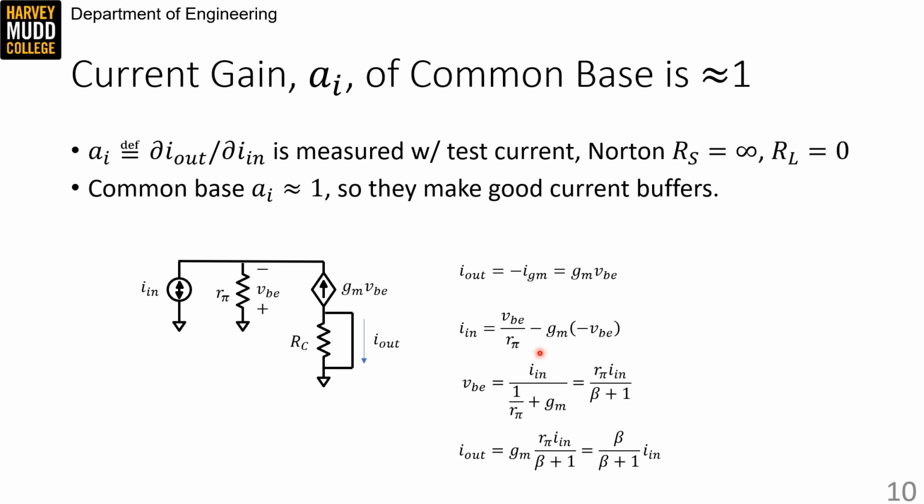We then find VBE by writing KCL at the top node, noting that IN is equal to VBE over R pi minus GM times minus VBE. Rearranging this equation, we get this expression, which relates VBE to IN, so it's IN times R pi over beta plus 1. Substituting this back up here, we find that I out is equal to beta over beta plus 1 times IN. So the output current is almost an exact copy of the input current.